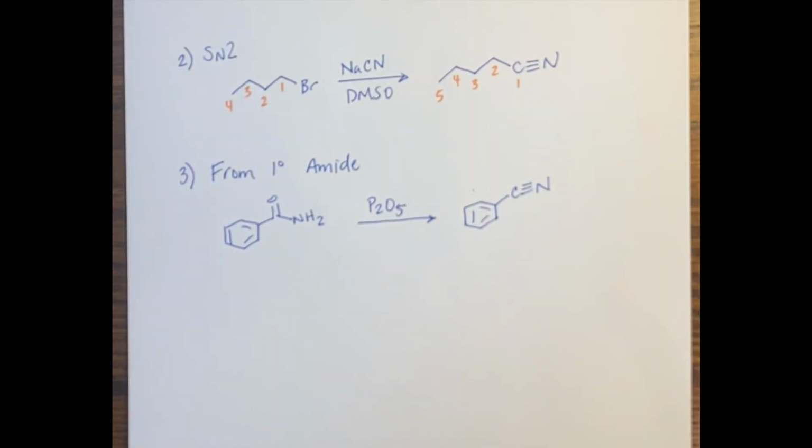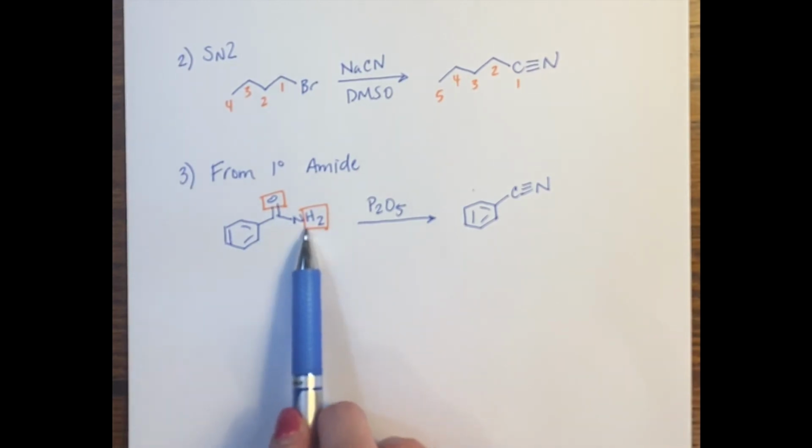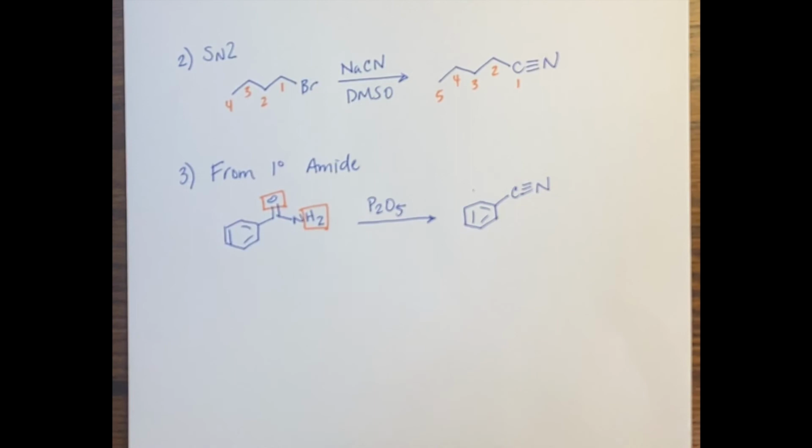We said before that P2O5 is a very good dehydrating agent. So as this dehydration takes place, we lose the oxygen from the carbonyl, we lose the 2 hydrogens from the amide, and this becomes our carbon-nitrogen triple bond right there. A secondary amide would have a structure like this one, and a tertiary amide would have a structure like this one.